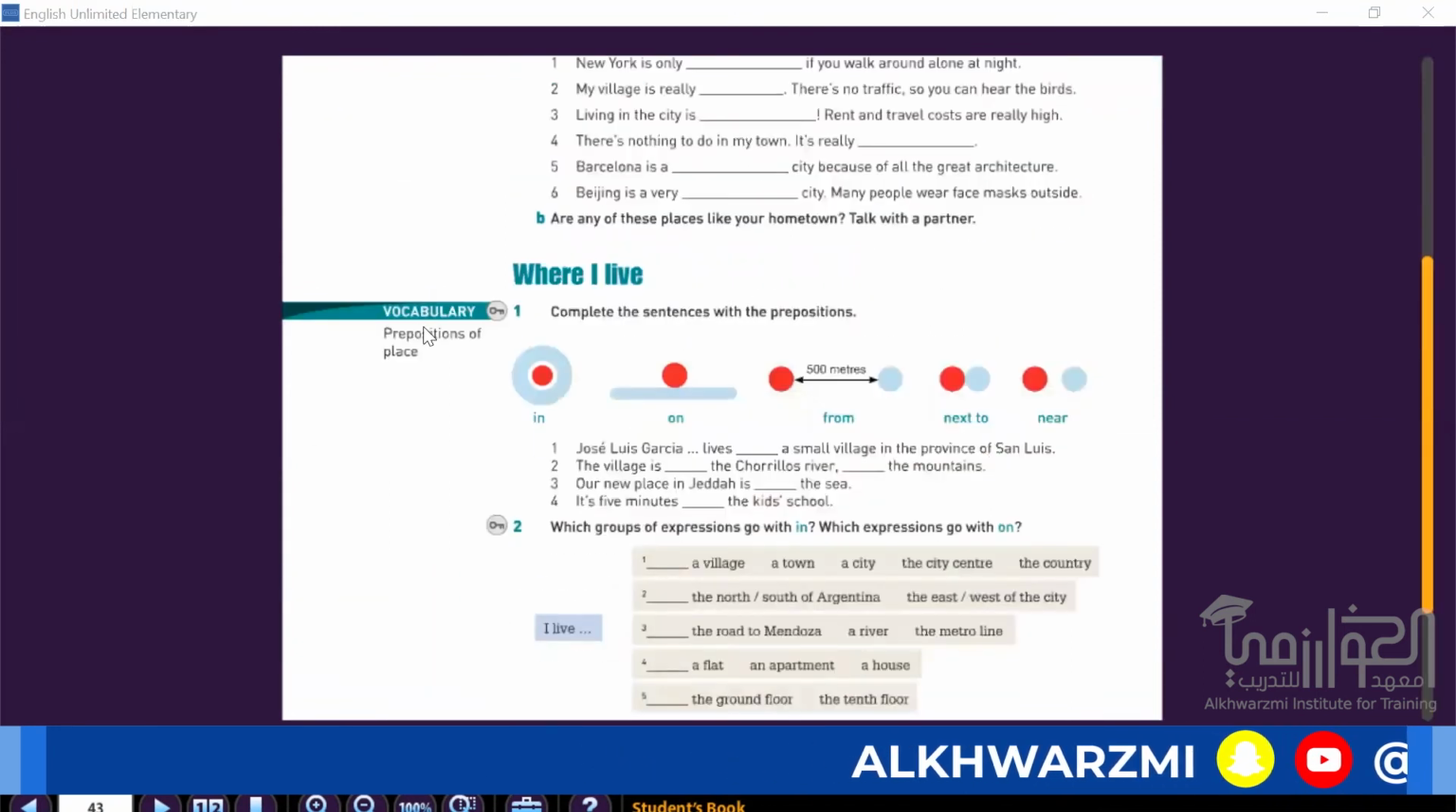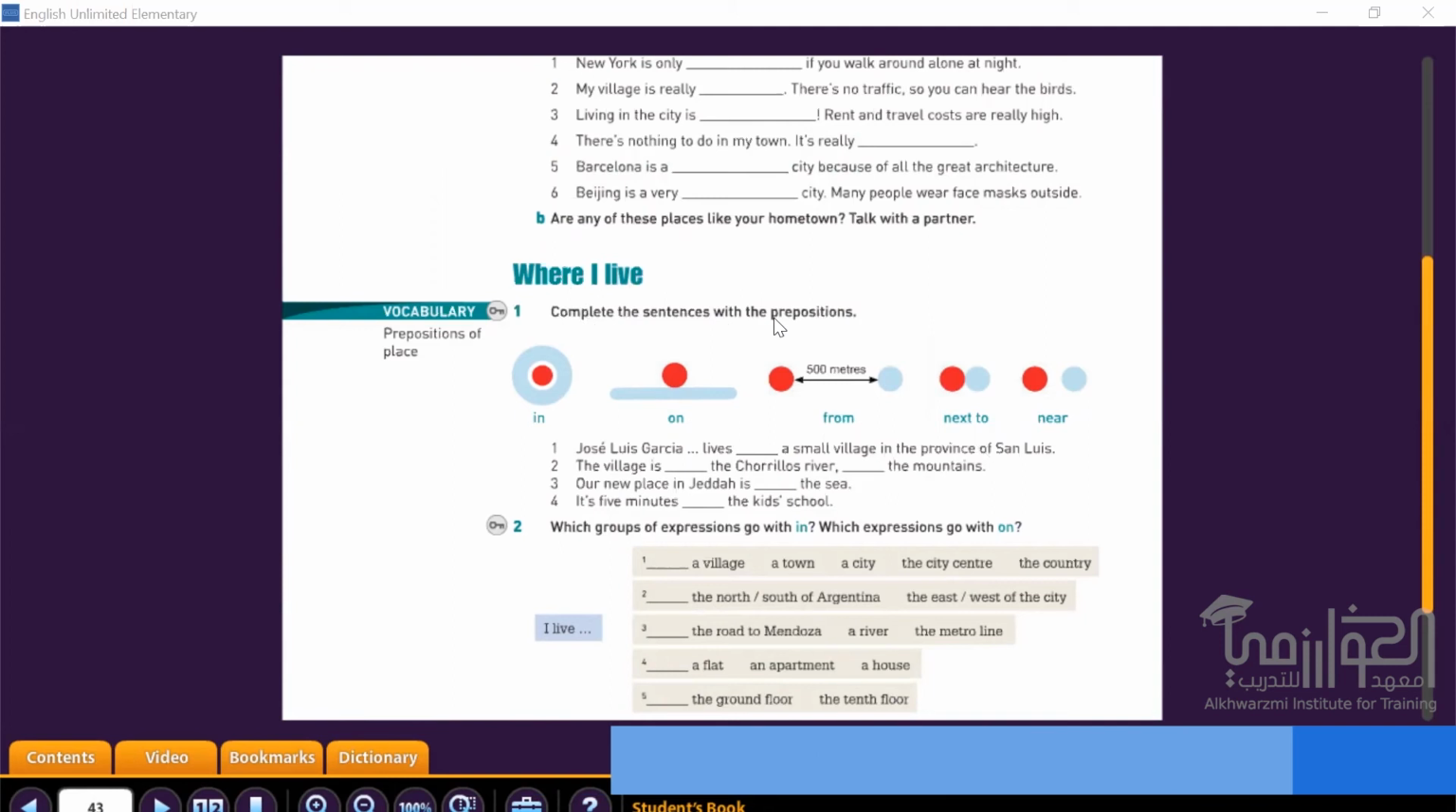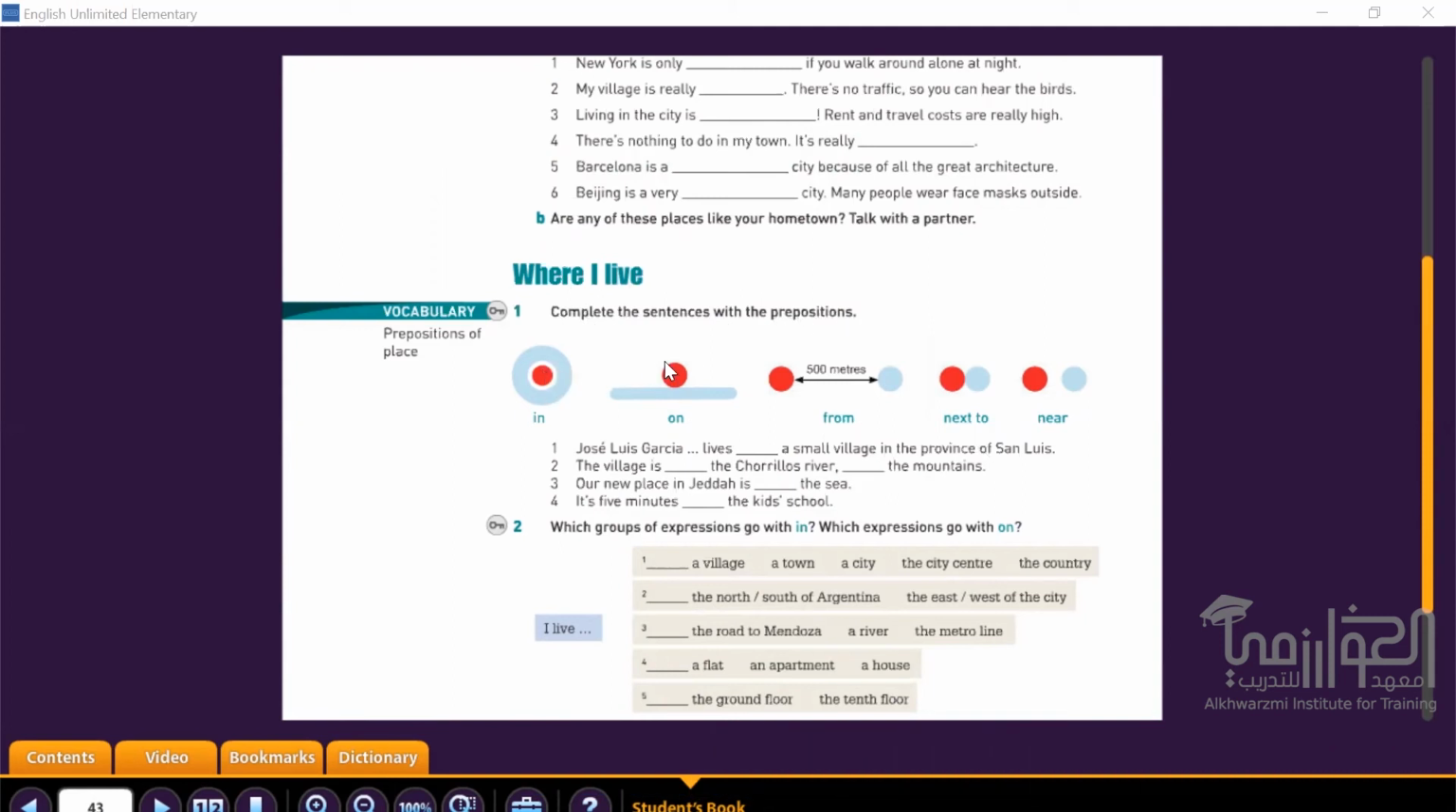We will now look at prepositions of place, where I live. Now complete the sentences with the prepositions. So first look at these pictures here. You can see the red dot is in the bigger circle. Good. And then here, the dot is on something. This is on the line.